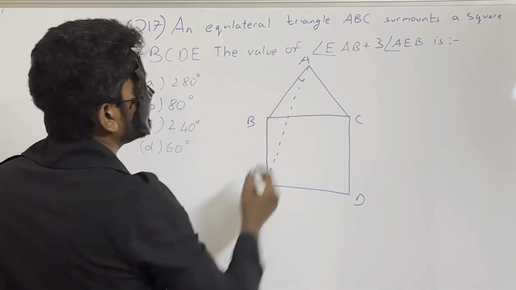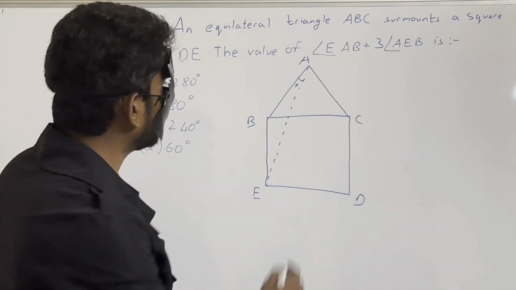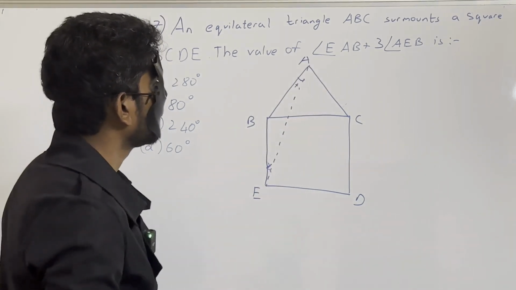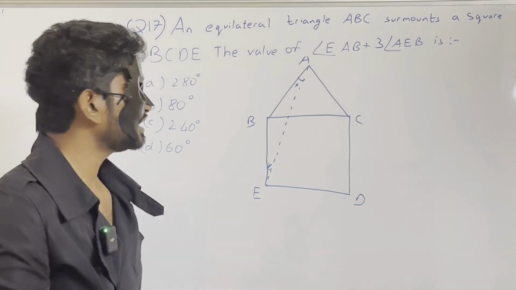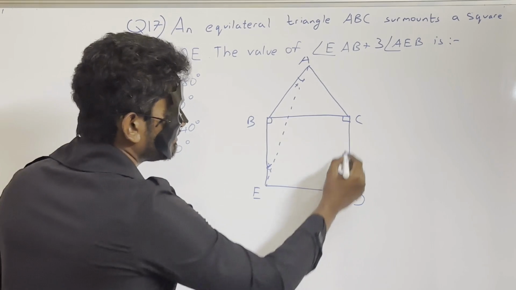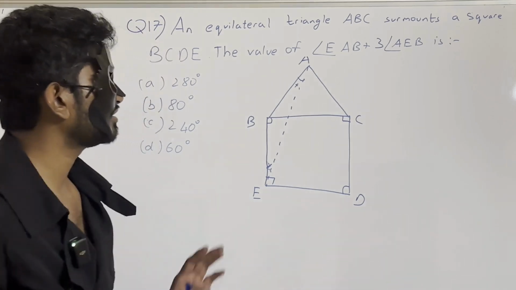Angle EAB, let us consider it to be some x, plus 3 times angle AEB. So let's consider this to be some y. Now in a square you know that all the angles are equal to 90 degrees, right? So angle B will be equal to 90 degrees, angle C will be equal to 90 degrees, angle D will be equal to 90 degrees, and angle E will be equal to 90 degrees.